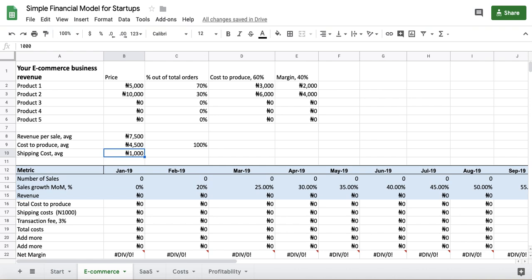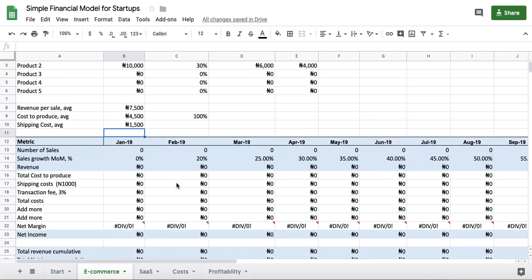shipping to your customers, if things need to be shipped, depending on where you are in Lagos, it's about 1,000 naira to 1,500, depending on what you're shipping, but you should build that in here. So let's say we err on the side of caution and just say 1.5, right? So boom, you have all your averages.